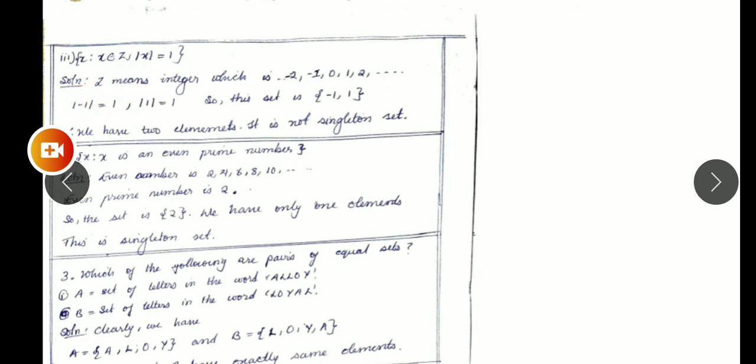As you put the values of x modulus here, we can answer 1 from this true member. So the set is minus 1 and plus 1. We have two elements, more than 1, so it cannot be a singleton set.